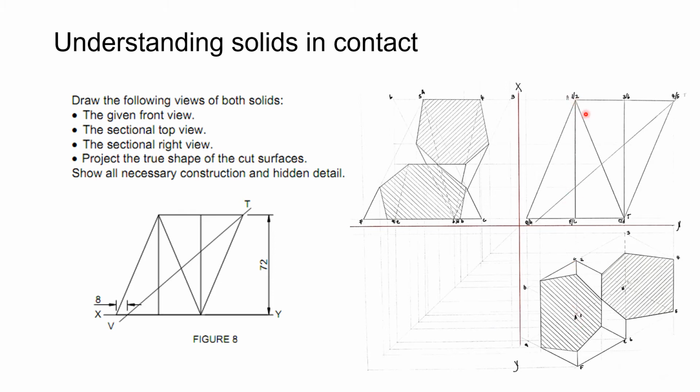Then you project this line down to the top view, and then you measure the side or the length of the hexagonal pyramid there, and then you start drawing your top view. Then you project up to your front view. Then you get your second hexagonal pyramid there.